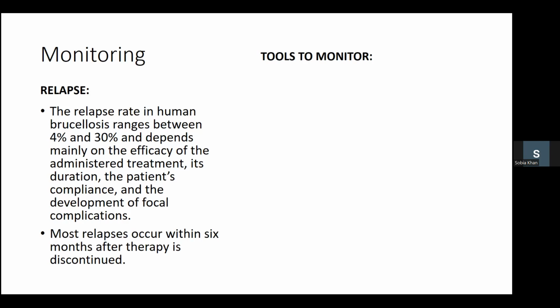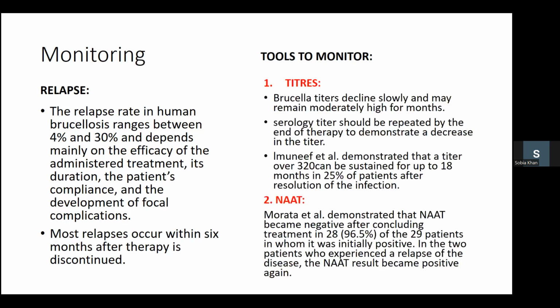So which brings us to the tools to monitor. How do we pick that a patient is relapsing or not responding? Titers are very important. Brucella titers decline slowly and may remain moderately high for months. Serology titer should be repeated by the end of therapy to demonstrate a decrease in the titer. A study highlighted that titers can remain elevated and sustained for up to 18 months in 25% of the patients after resolution of the infection. Which again brings us to a dilemma: how to confirm then.